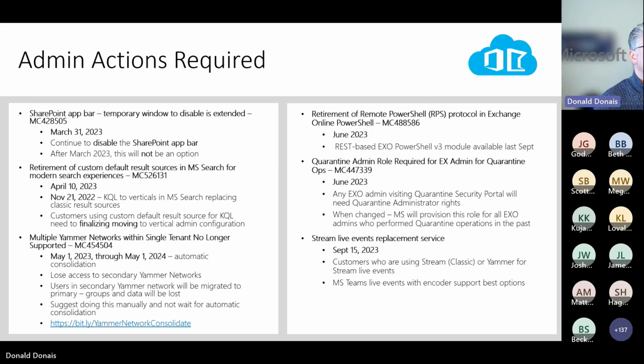And then finally, some admin actions. We've had a few of these around for a little while, but I do want to mention there is a new one that just got put on here, the retirement of custom default resource sources in Microsoft Search for modern search experiences. That's changing if you were utilizing KQLs in your search verticals. Make sure you migrate them completely over to the new model. That way, when it gets to November and April 10th, and things get flipped over, you're not going to be left in a lurch.